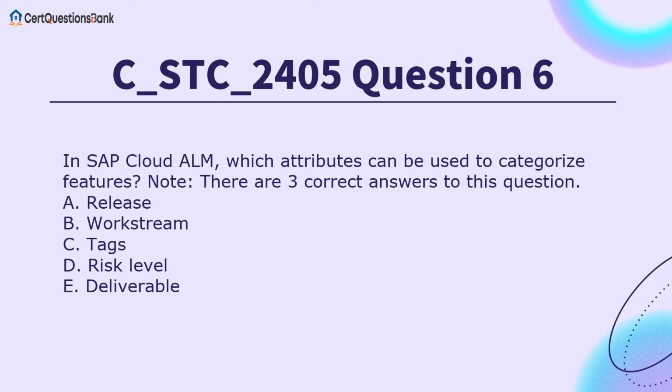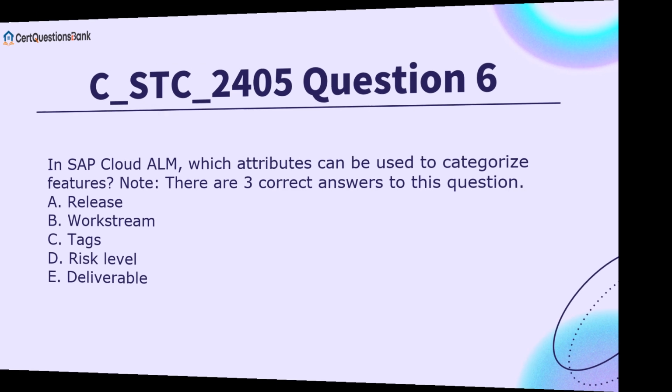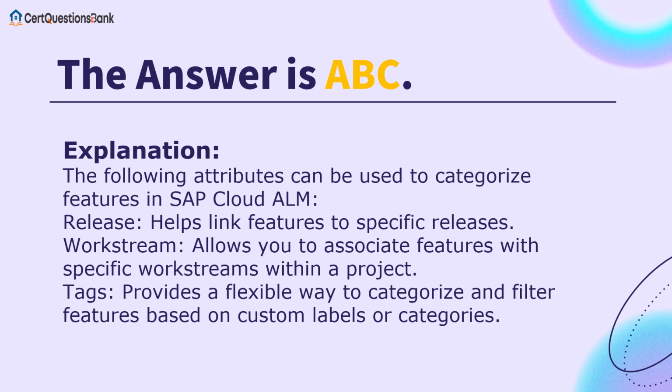In SAP Cloud ALM, which attributes can be used to categorize features? Note: there are 3 correct answers to this question. A. Release. B. Workstream. C. Tags. D. Risk level. E. Deliverable. The answer is A, B, C.